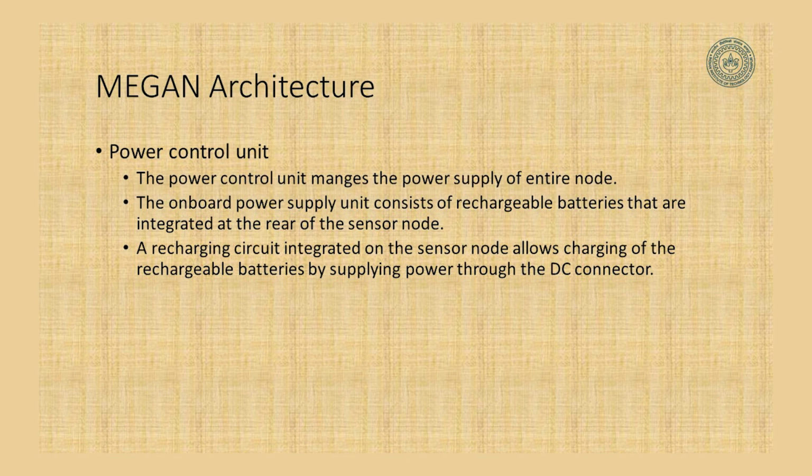The power control unit manages the supply side of the entire node. The onboard power supply unit has rechargeable batteries, you saw that. And then there is a recharging circuit integrated on the sensor node, which allows charging of the rechargeable batteries by supplying power through the DC connectors.